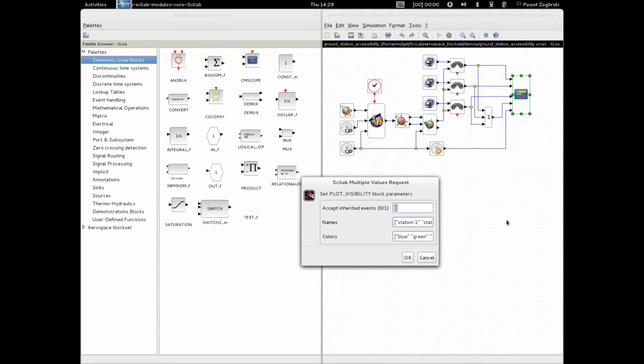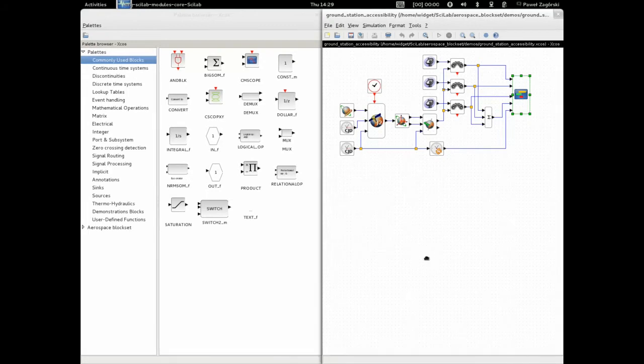For example, if we input 1 name, there will be only 1 input for the ground station and 1 for the time. In this example we have 4 inputs, so there are 4 inputs for visibility events and 1 input for time, which is always time. And of course we can define the colors of the parts of the plot connected to each of the inputs. So let's now run the simulation.